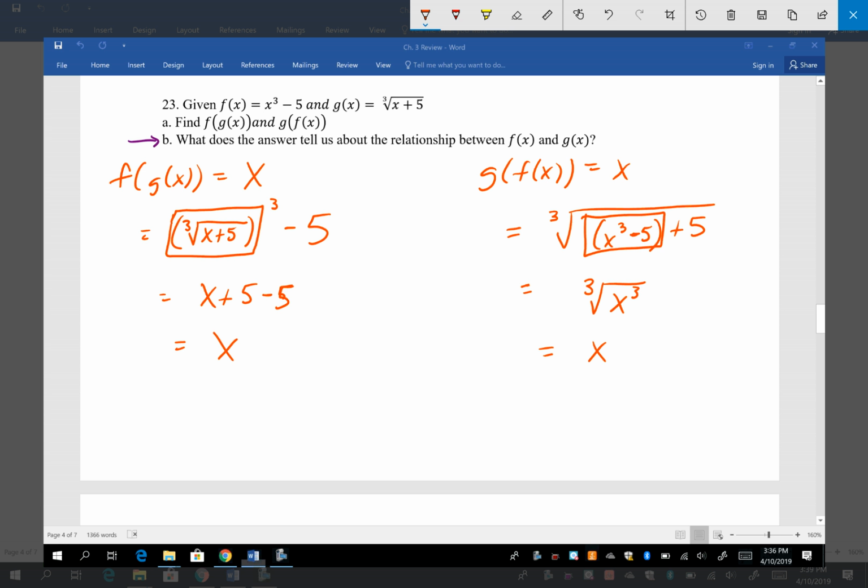6 vocab. The sentence is f of x and g of x are inverses of each other. I think I saw your hand first, Aiden. Okay. Yes, okay. Matching. 6 matching for the vocab out of all those. So you have to try to guess which ones did I pick.